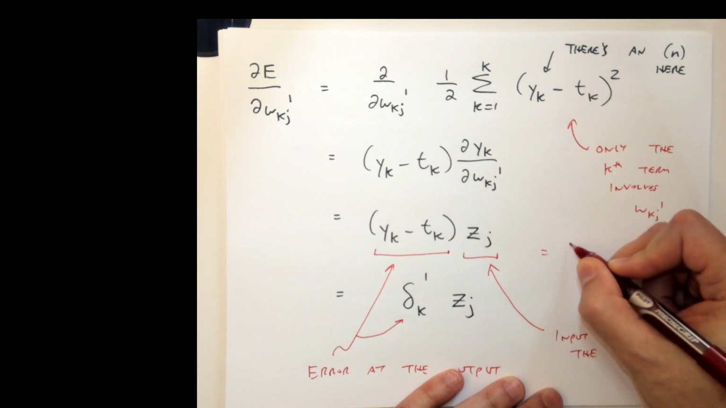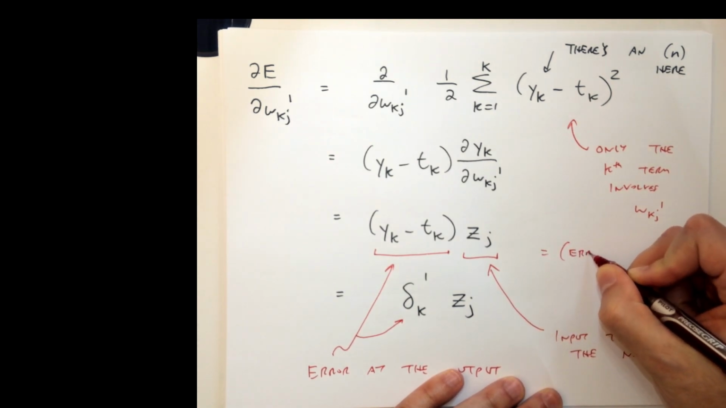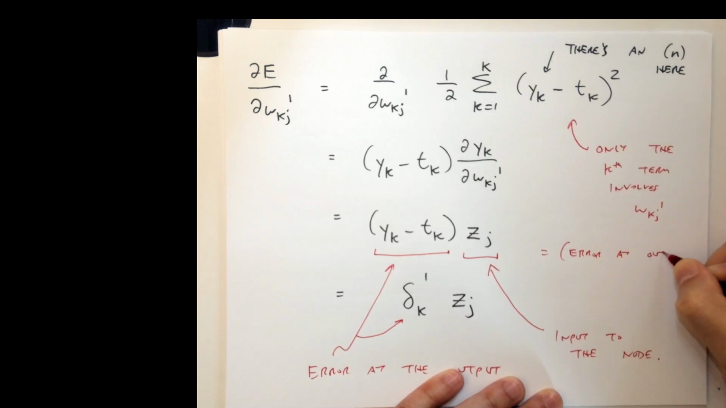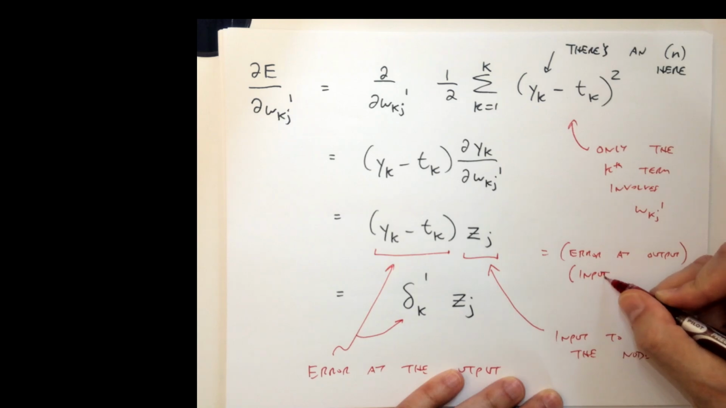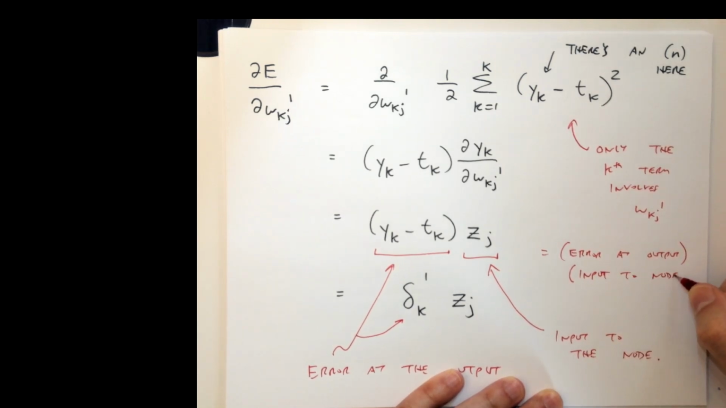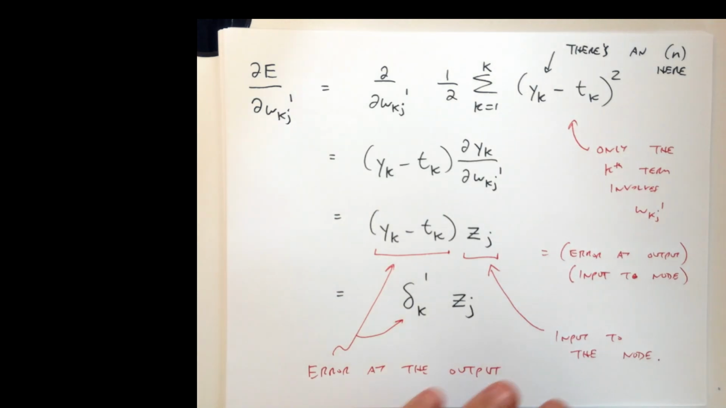So that's the key idea. This is the error at output times the input to the node. And the reason I'm writing it this way is that we'll see that at the next layer I have something that looks basically the same, okay? So that was an easy derivative to take, right?